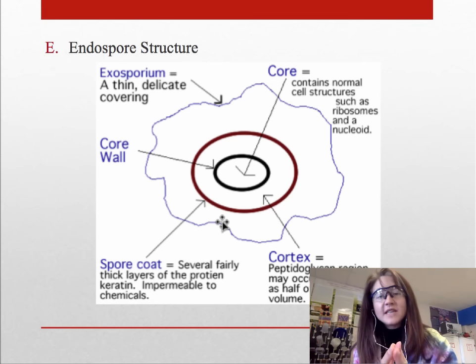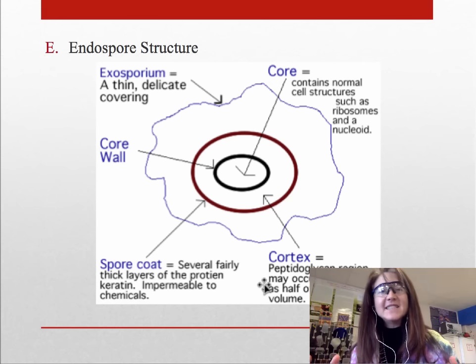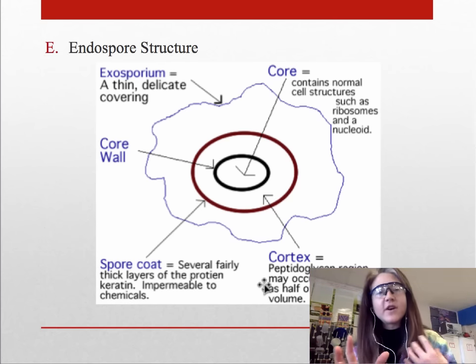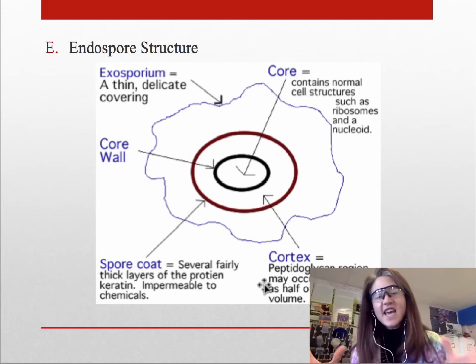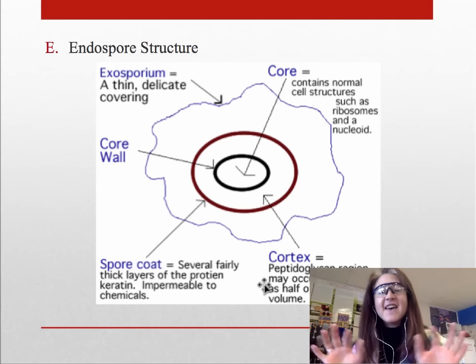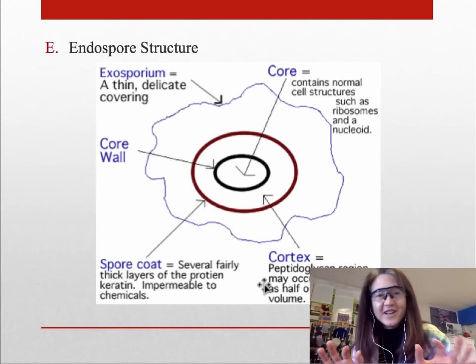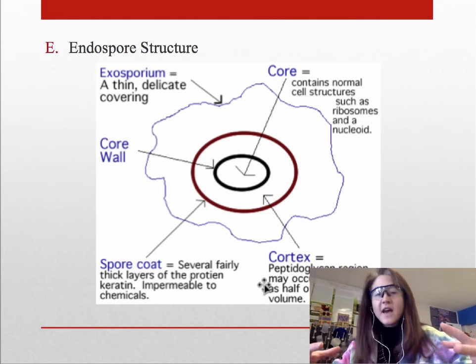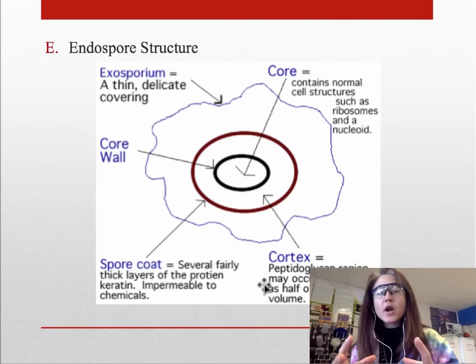If we go one layer deeper, we see another layer of protection. Remember peptidoglycan and what an amazing, rigorous molecule it is? It enables a lot of pressure to occur mechanically, even though it's very permeable, right? It's very permeable, but it also provides a lot of rigidity. So this is a thick layer of peptidoglycan. It may occupy as much as half of the spore volume. It's a lot of the spore. And it's providing that very rigid layer.